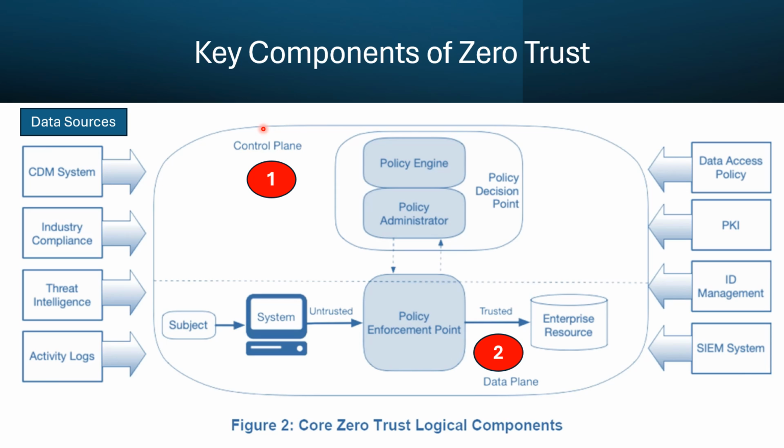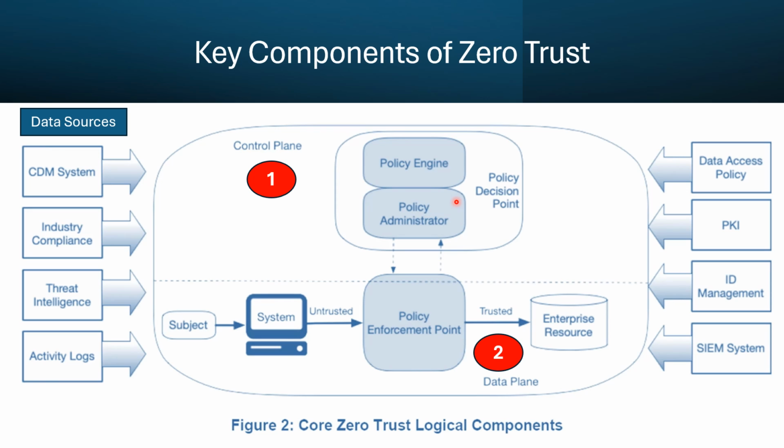It's divided into two big components: the control plane and the data plane, divided by this line over here. So the control plane, in turn, is composed of the policy decision point, or PDP, it's called in some documentation. This policy decision point is then divided into the policy engine and the policy administrator. And we'll explain that in a little bit, how these things work.